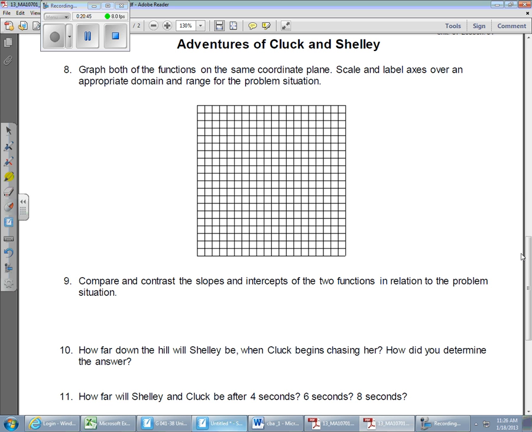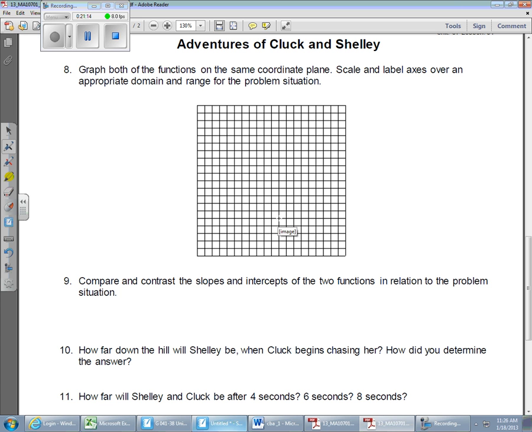Now on 8, it says graph both of the functions on the same coordinate plane. Scale and label axes over an appropriate domain and range for the situation. Now we're running low on time, so I'm going to start speeding you through some of this. It doesn't give you axes. It doesn't say here is the x-axis, here is the y-axis, so it leaves it completely up to us. Now, there are a lot of different ways to do this.